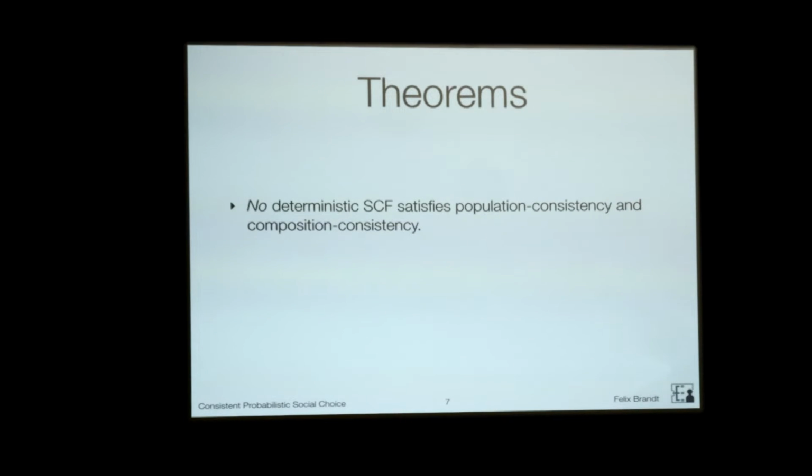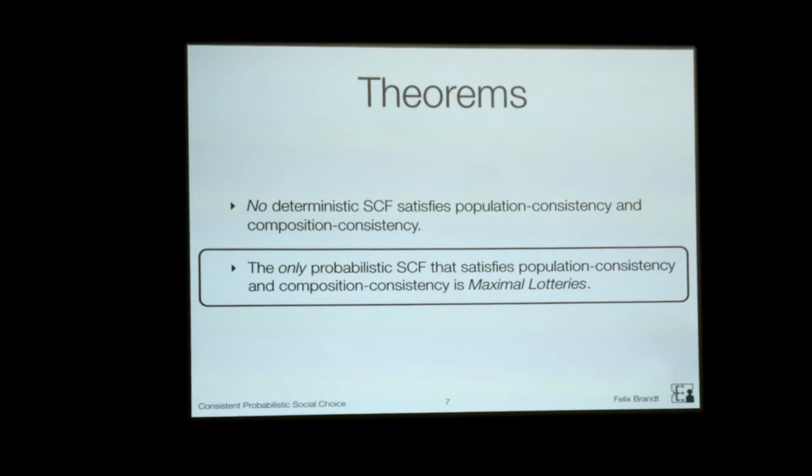And what we have proven for the probabilistic setting is that there's actually only one probabilistic social choice function that satisfies both of these axioms, and that's maximal lotteries. The proof of the statement is rather involved, so it took us several years to get it right. And I'm brushing over lots of technical details here just in an attempt to state the theorem as simply as possible.